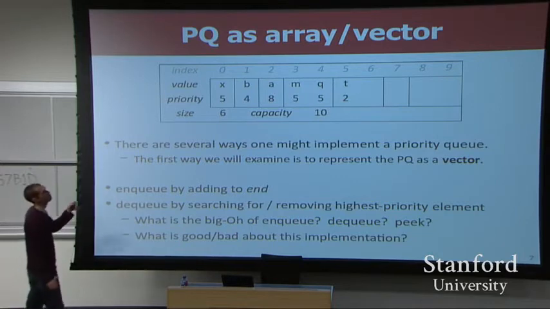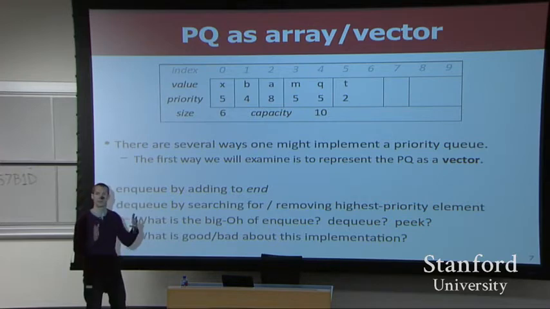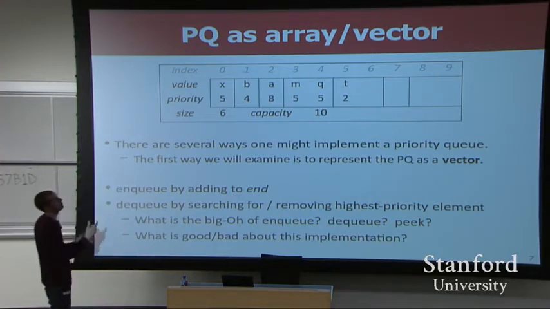And as you have new data that comes in, you could just add it to the end, kind of like we did with our array list. Just put it at the end, increase size by 1. And so I add X with priority 5. I add B with priority 4. Just put them in there.